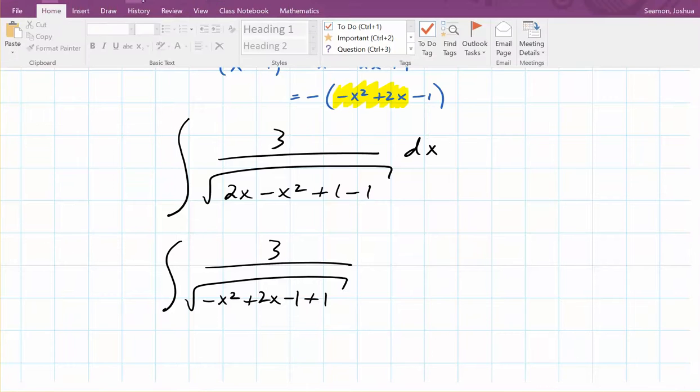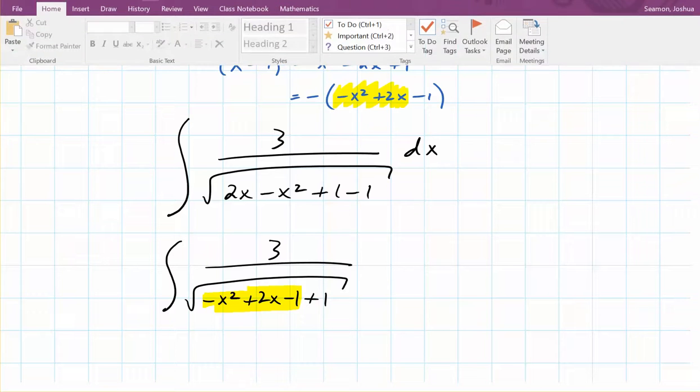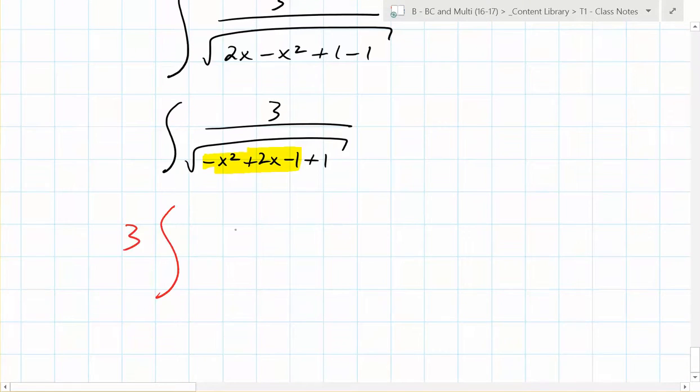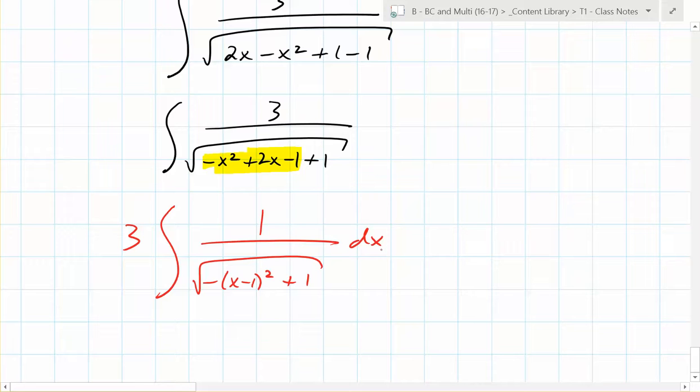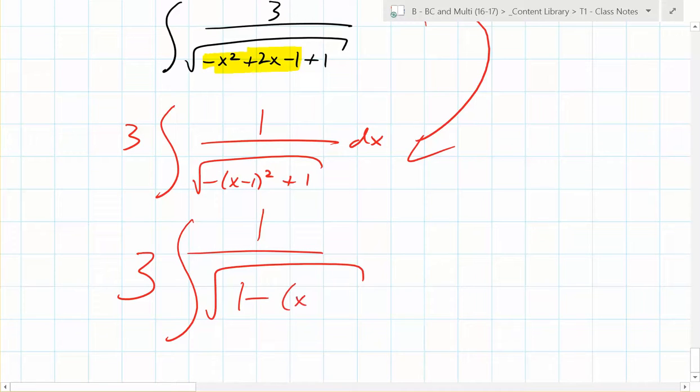But what does this equal right here? What can we do with this? Negative x minus 1 squared. So what do we have here? Negative x minus 1 squared plus 1 dx. Are you okay with this? Are you okay with that? Okay, so we don't really like having the negatives forward, so now we have 1 over the square root of 1 minus x minus 1 squared dx.